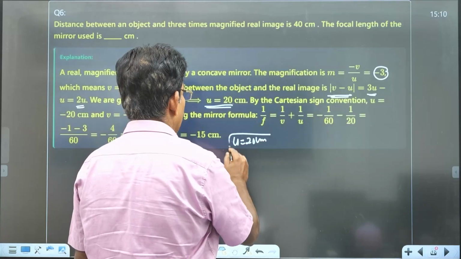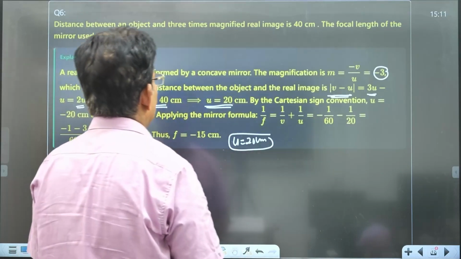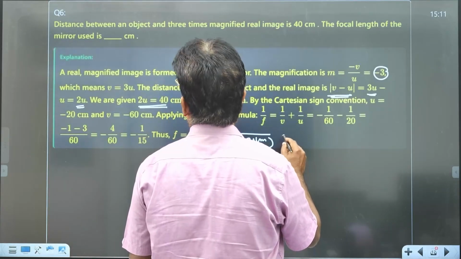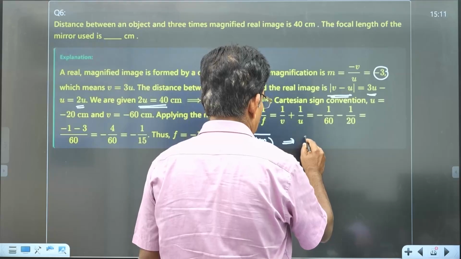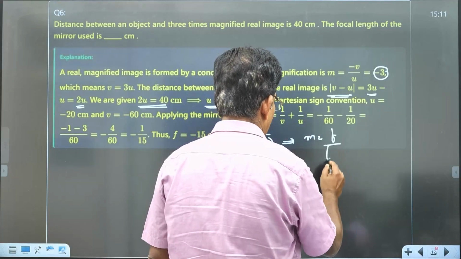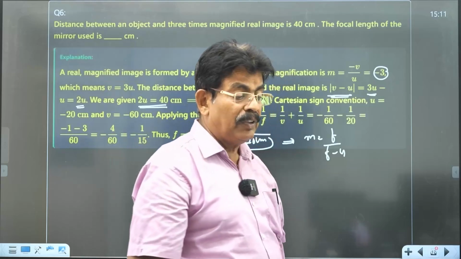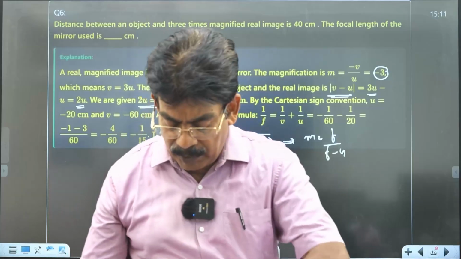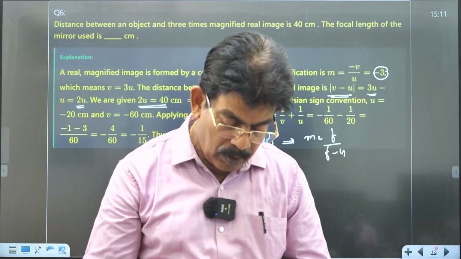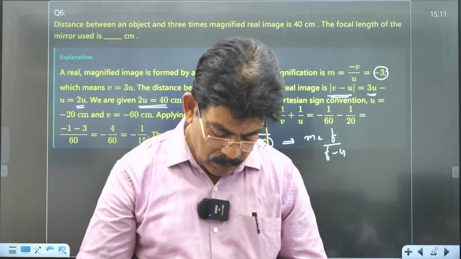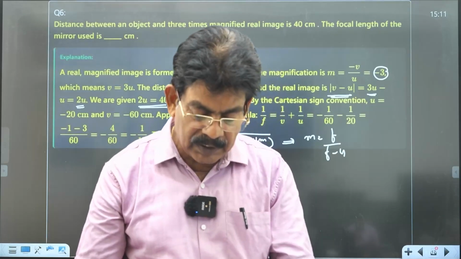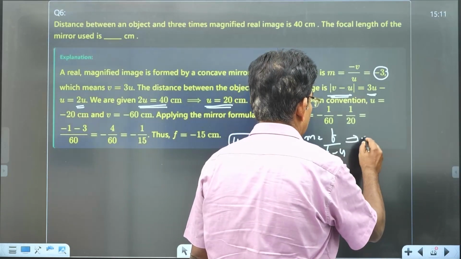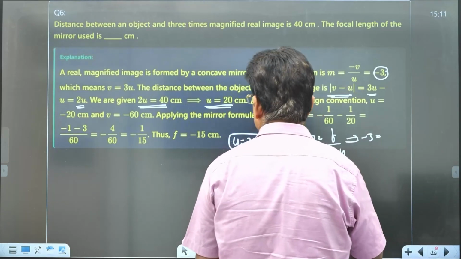Now, we have to calculate what? We have to calculate the focal length of the mirror. Again, I told you this is a mirror. For a mirror, the magnification formula is given by f divided by f minus u. For a lens it is f divided by f plus u. Here it is f divided by f minus u. Magnification is given to be -3, real image.